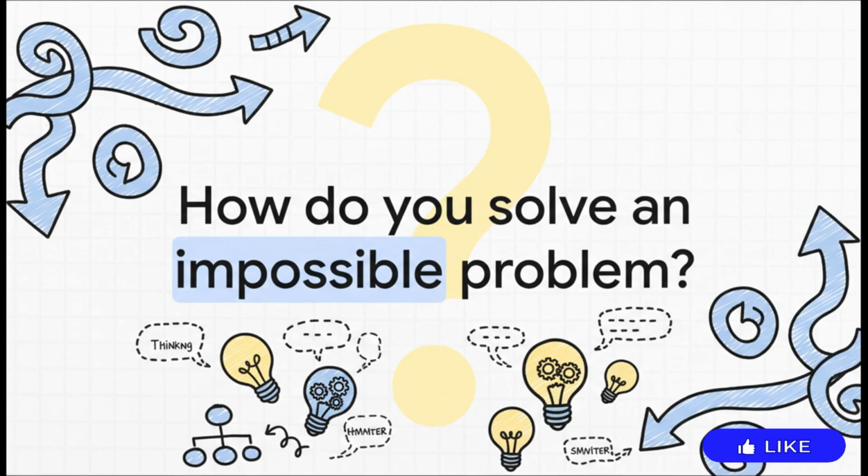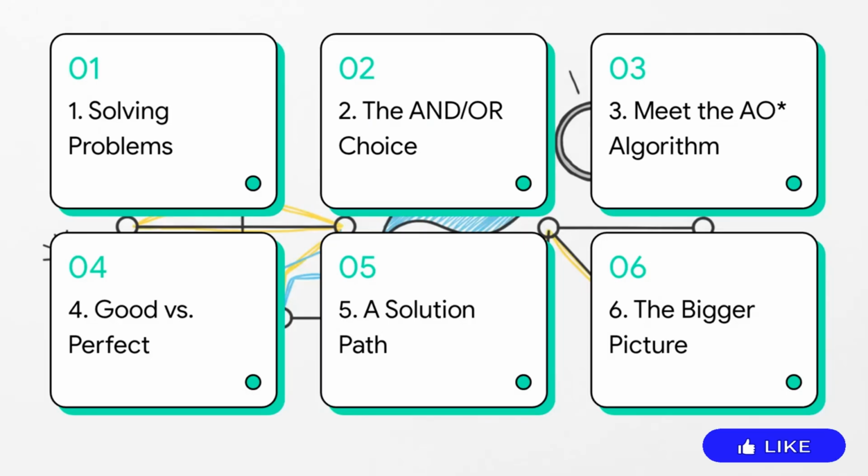Well, the secret isn't always about just grinding harder. A lot of the time, it's about being smarter in how you even approach the problem in the first place. Okay, so here's what we've got on tap. We'll start with the big idea of solving those impossible problems. Then we'll get into a unique way of looking at choices, the whole AND/OR thing. That'll lead us right to the star of the show, the AO* algorithm.